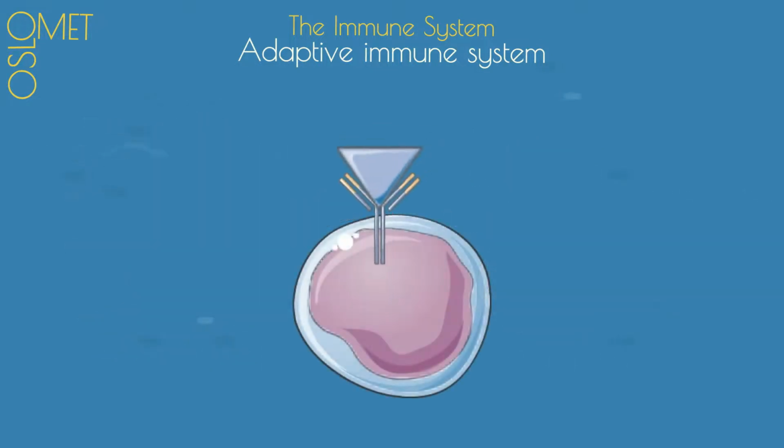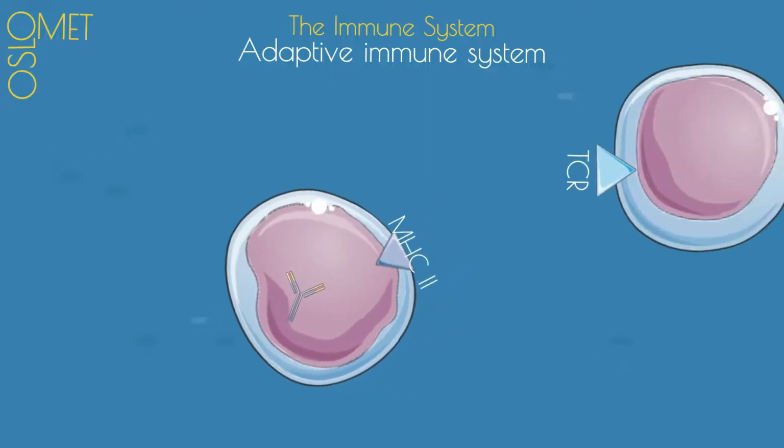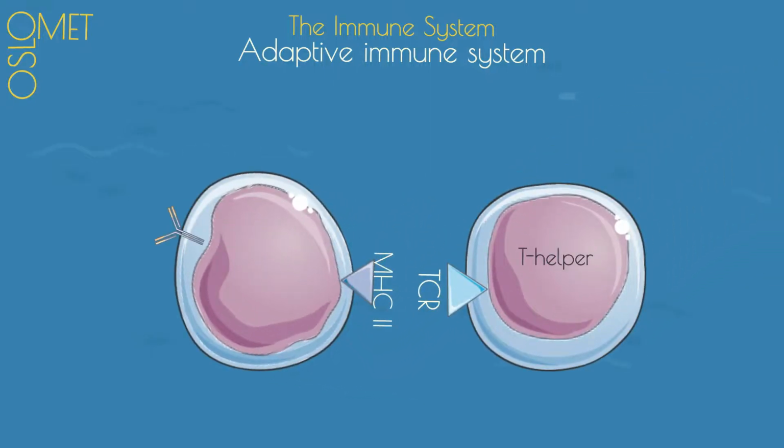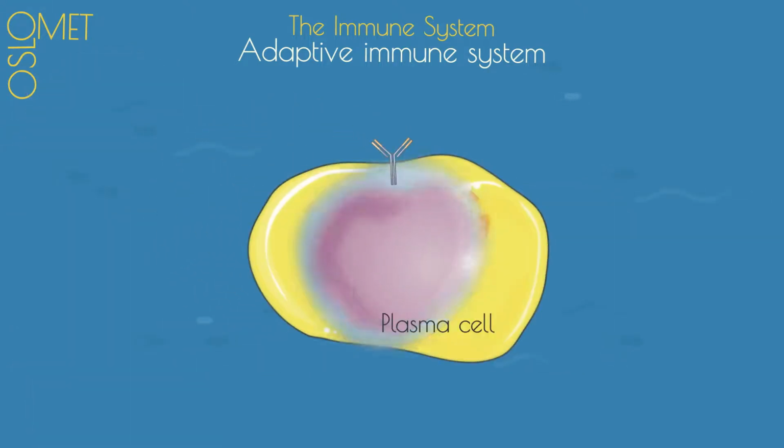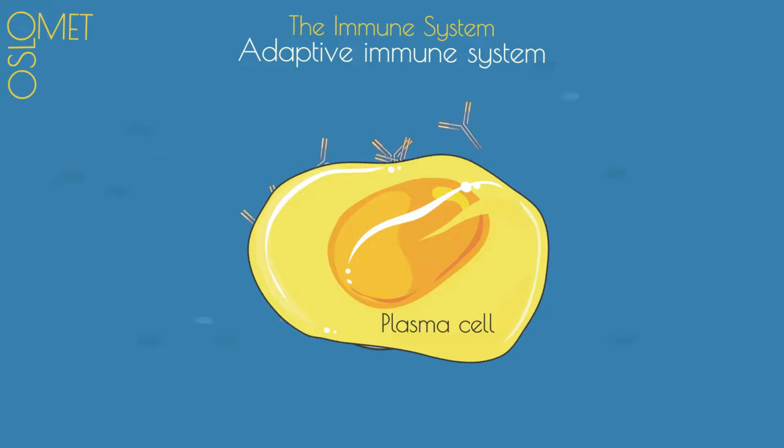This partly activated B cell internalizes the protein and presents processed peptides as MHC2. And in case of infections, this allows an interaction with T helper cells, which activate the B cell and start to clone and create many B cells. An activated B cell can differentiate into a plasma cell, which produces lots of antibodies.